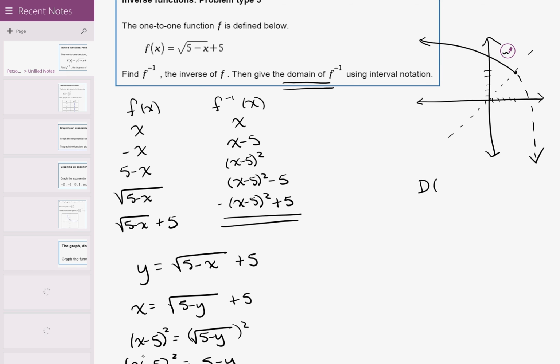The domain of f is negative infinity to 5. Right? It stops right here and it goes as far as we want to the negative. And the range of f is equal to, starts at 5 and goes up as far as I need it to. 5 to infinity. And the range of f is the domain of f inverse.